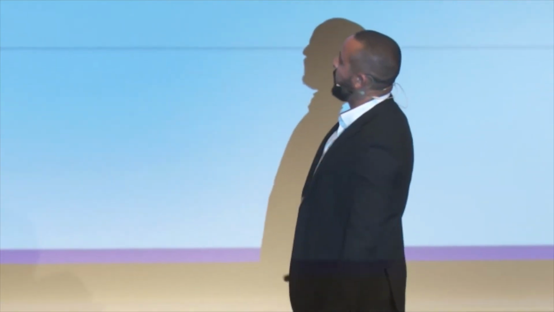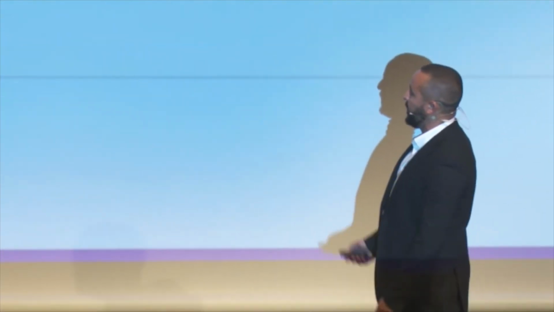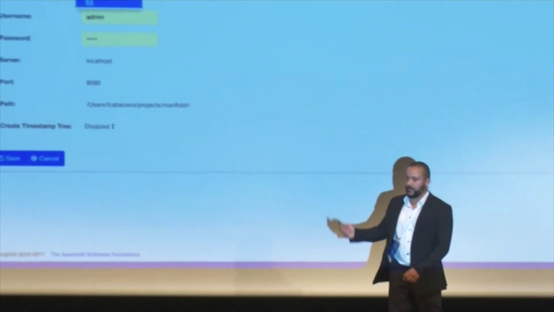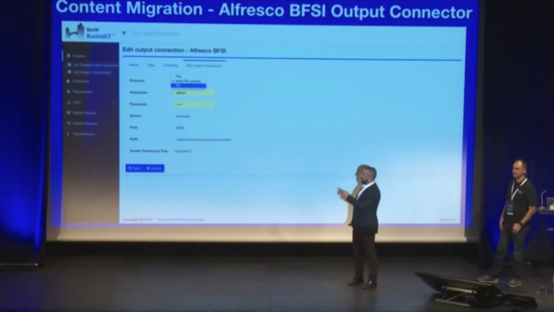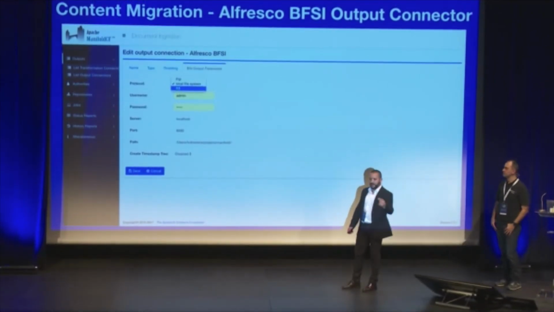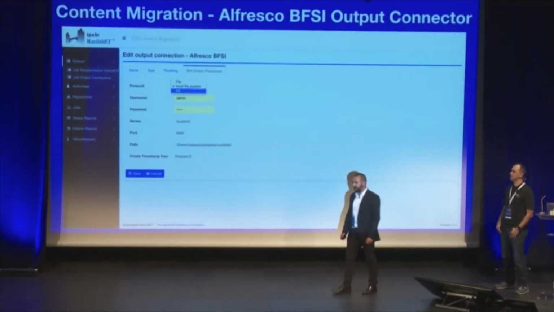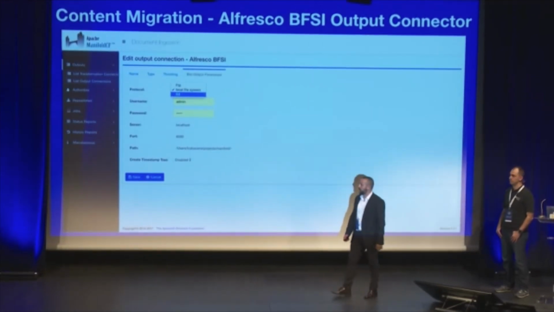Currently we can write via this output connector to a local file system. Imagine that Manifold is running on a server that has Alfresco, and you can point this local file system to inside the content store, so it will crawl and write the contents and the metadata files directly inside the content store, so you can bulk import them.